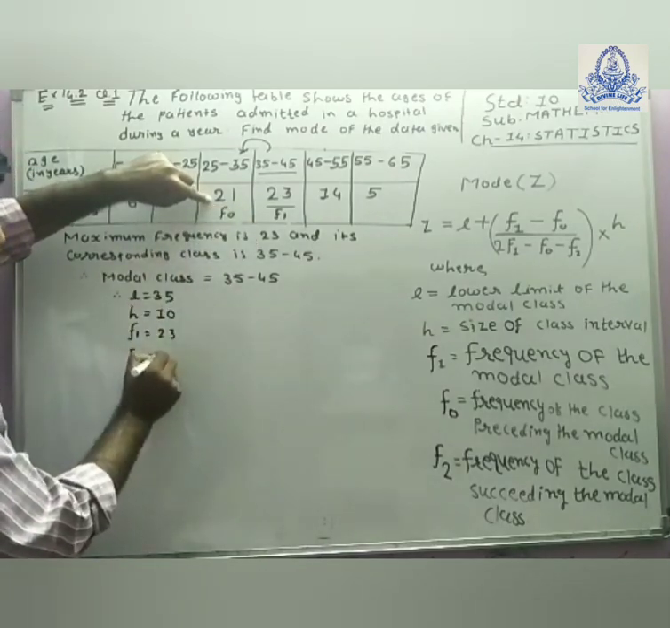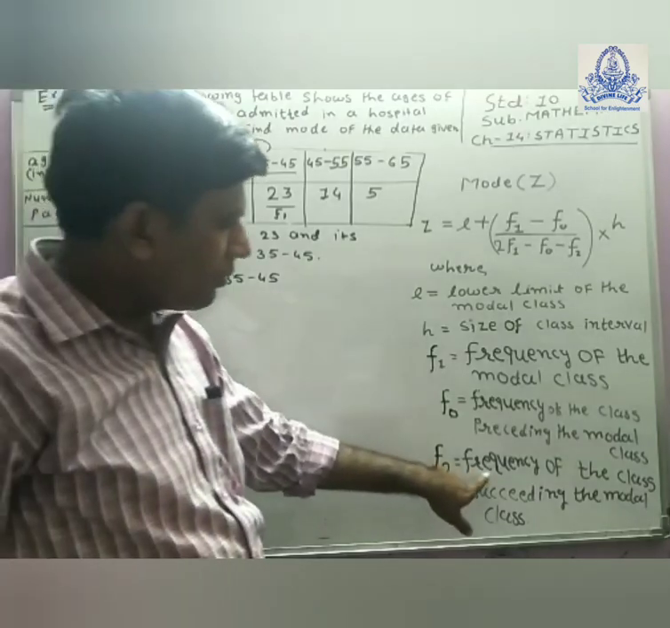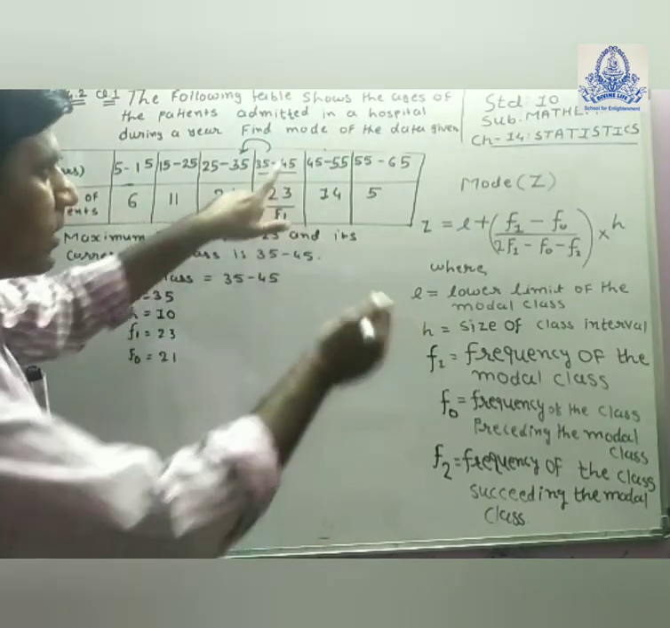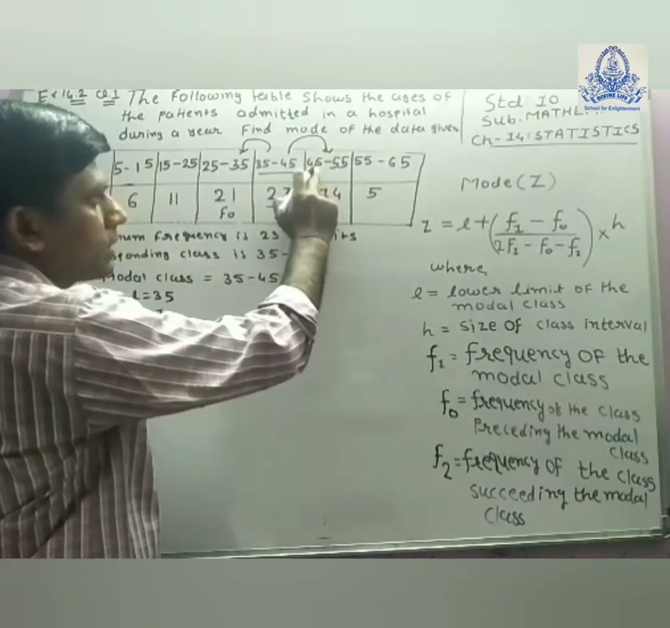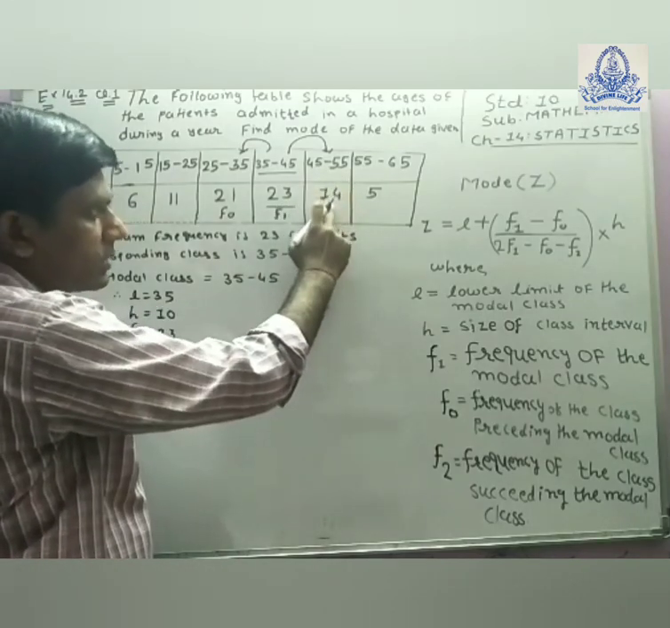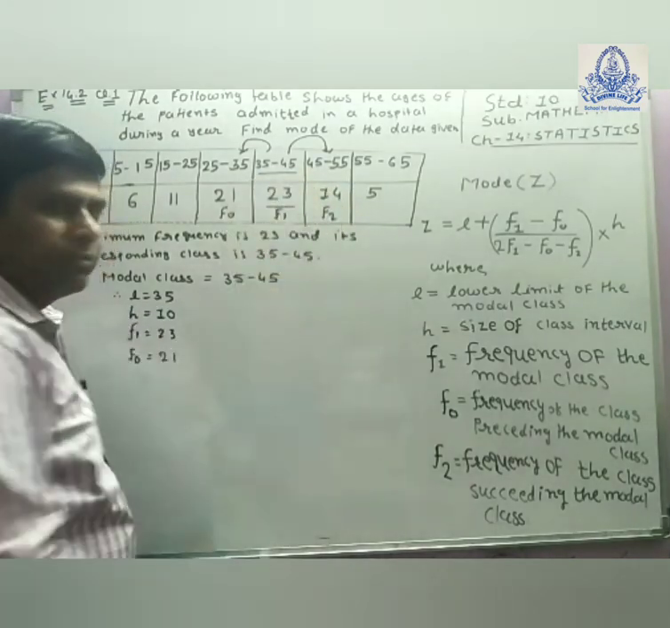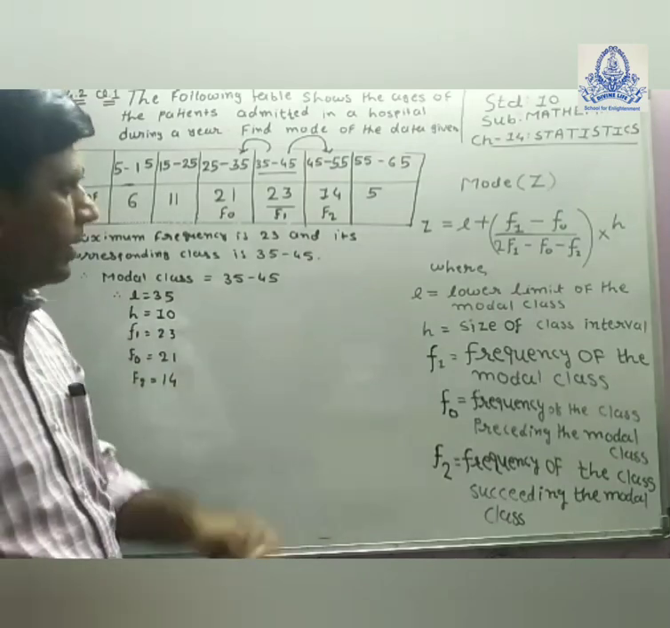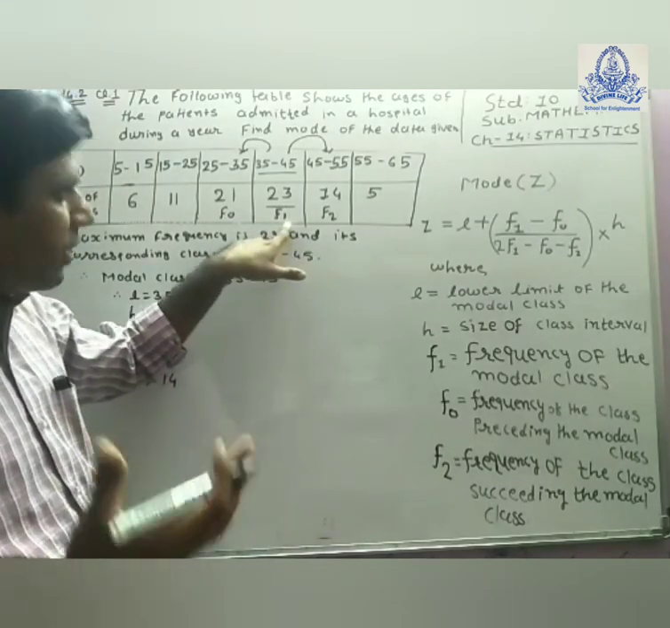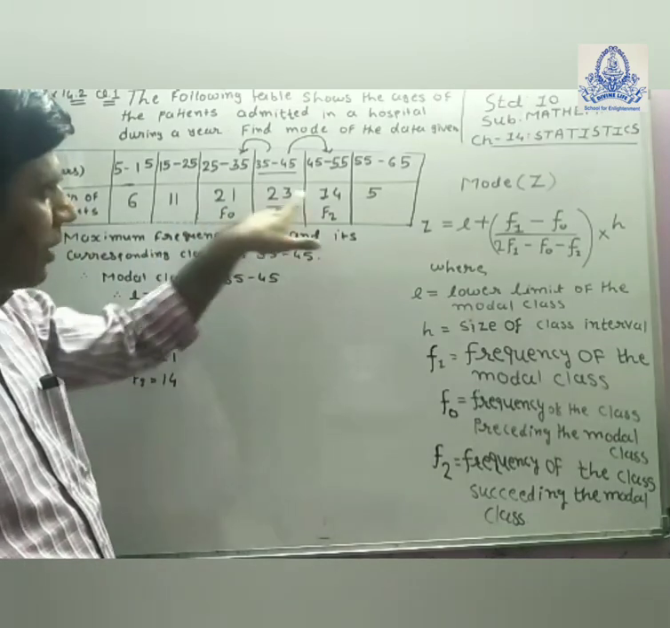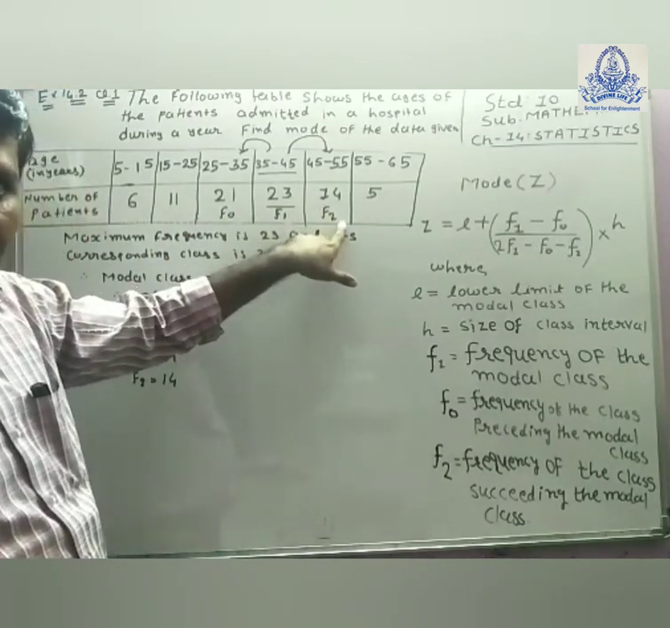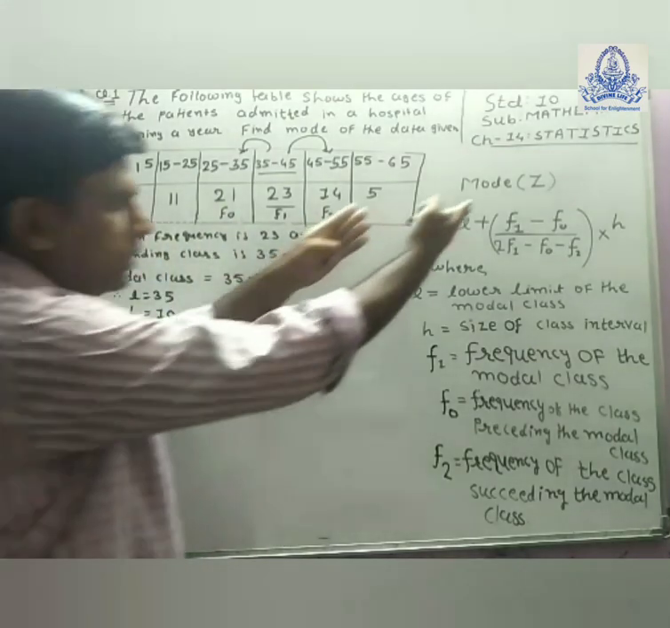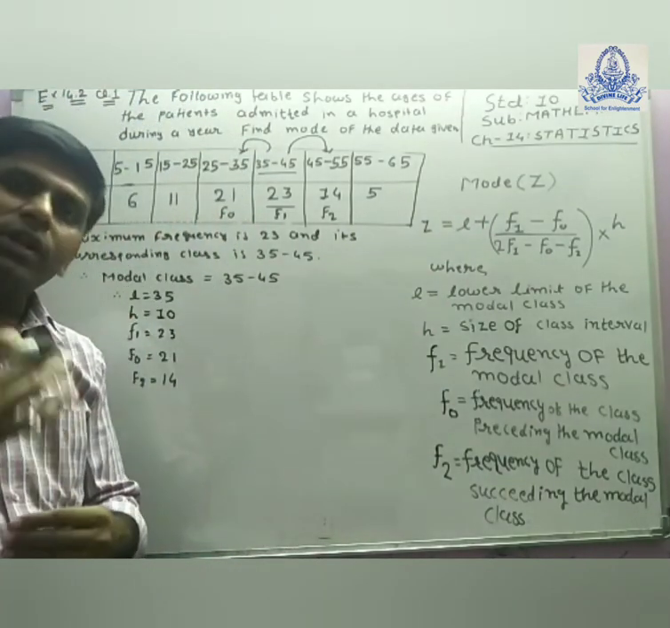And F2, the frequency of the class succeeding the modal class. After the modal class, the succeeding class is 45 to 55 and its frequency is 14. So F2 equals 14. So in an easy way, the maximum frequency is F1, the frequency before F1 is F0, and the frequency after F1 is F2. In this way you can easily find F1, F0 and F2. Now put all these values into this formula and do some calculation and you will get your answer.